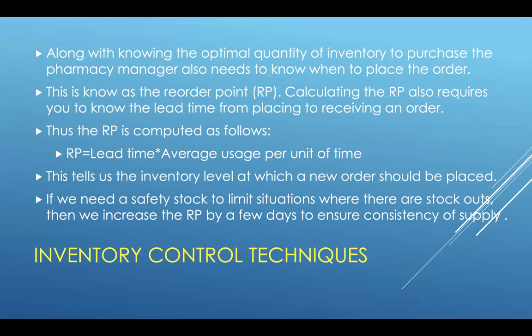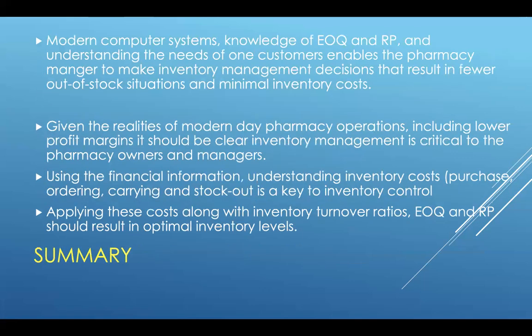If we need a safety stock to limit situations where there are stockouts, then we increase the reorder point by a few days to ensure consistency of supply. The nice thing is modern computer systems can take the knowledge of the economic order quantity and the reorder points and look at the needs of that. That's one of the things the data analytics software I talked about will do. It will adjust and modify that.